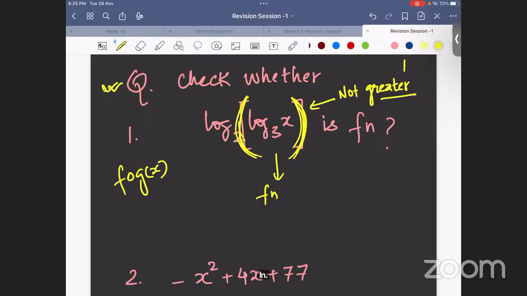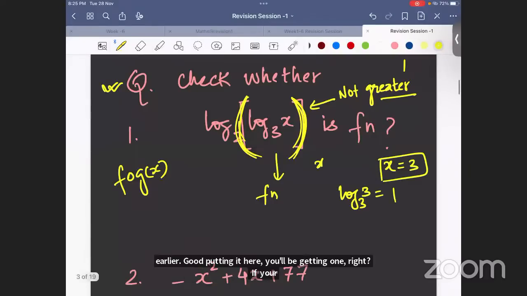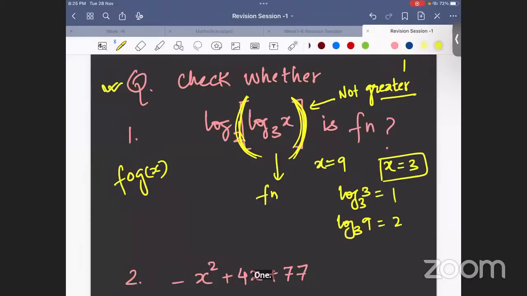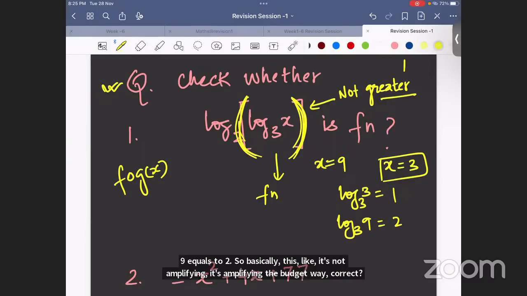Log function. So whatever your values are, for example, if log x equals 3, what values will you be getting? Earlier, if x equals 3, you'll be getting log 3 equals 1, right? If your x equals 9, you'll be getting log 3 of 9 equals 2. So basically, it's not amplifying, it's amplifying in the opposite way, correct? It's just excusing your values, right? This is what log basically does.